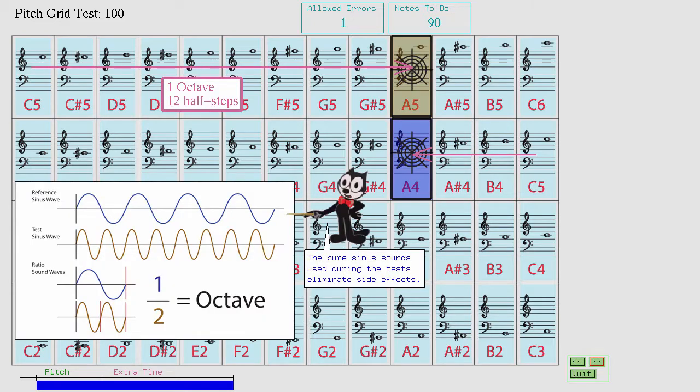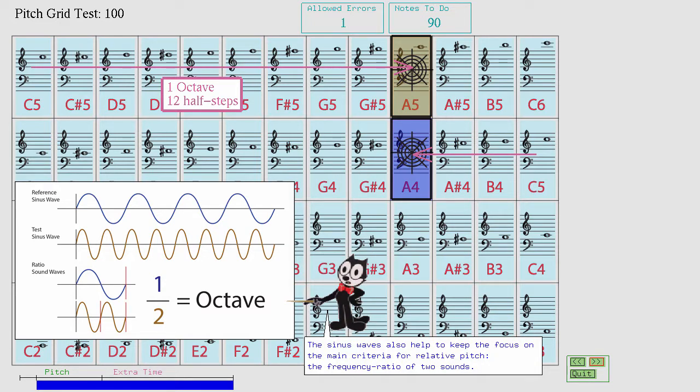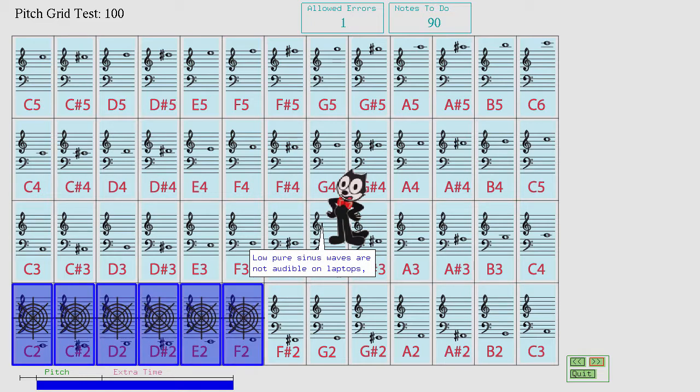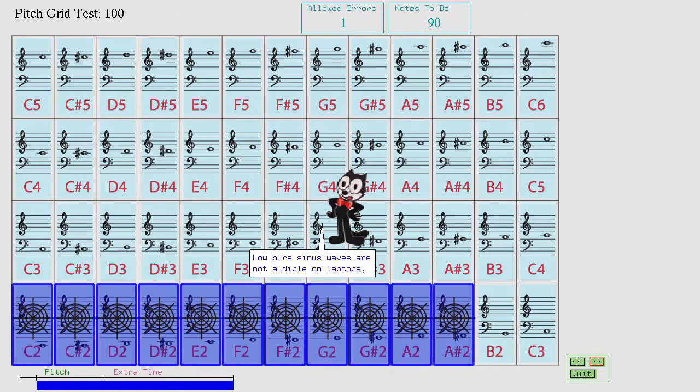The pure sinus sounds used during the tests eliminate side effects. The sinus waves also help to keep the focus on the main criteria for relative pitch, the frequency ratio of two sounds. The first notable point you realize with this test is that you need good equipment for ear training. Low pure sinus waves are not audible on laptops, as built-in laptop speakers are not meant for reproducing low bass sounds.